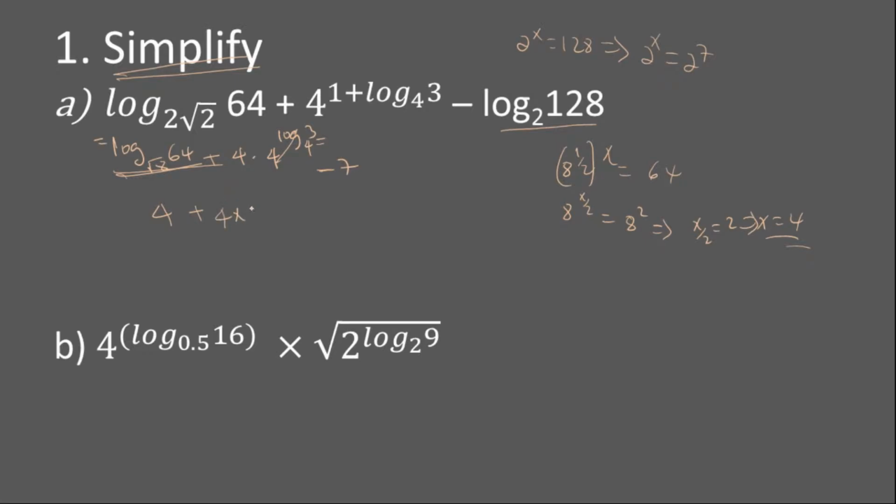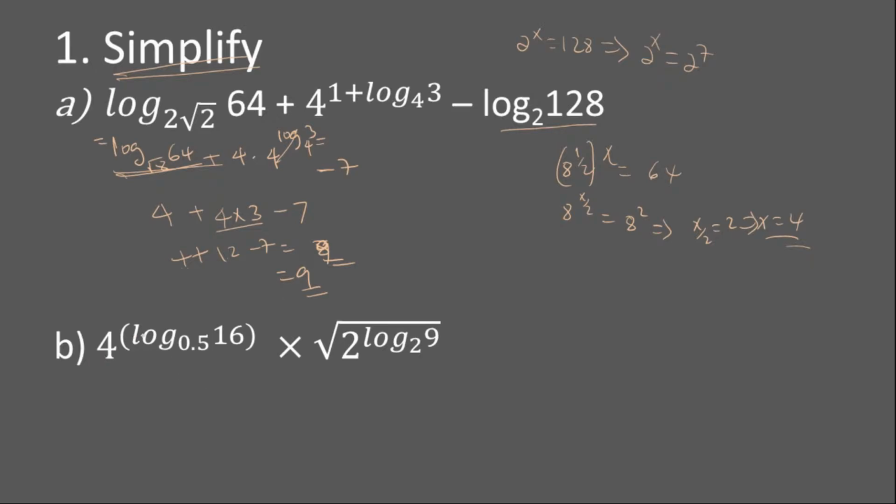So we have 4 times 3 minus 7, by the rule of BODMAS. First, we have to multiply this one: 4 plus 12 minus 7. 4 plus 12 will be 16. 16 minus 7 is 9. Our final answer is 9.